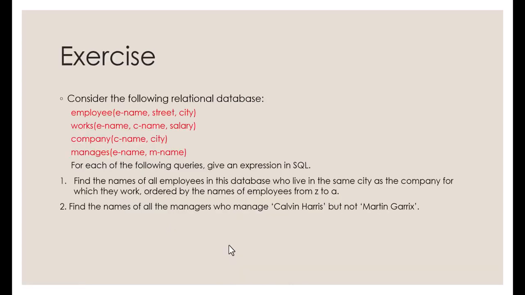So we have a few exercises. We have done the same thing in relational algebra. Now we're doing them in SQL. Number 1, find the names of all employees in this database who live in the same city as the company for which they work, ordered by the names of employees from Z to A. Number 2, find the names of all the managers who manage Calvin Harris, but not Martin Garrix. Okay, so let's go ahead and pause this video and work on these queries. And when you're done and ready, you can go ahead and hit play again.